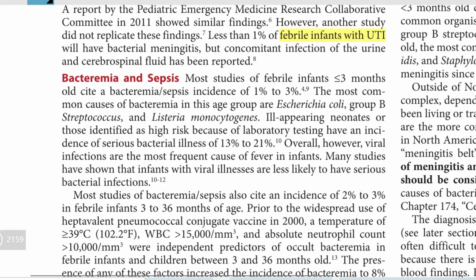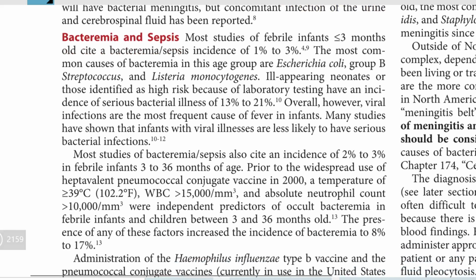The next topic is bacteremia and sepsis. Febrile infants less than or equal to 3 months old have a bacteremia or sepsis incidence of 1 to 3%. The most common causes of bacteremia in this age group are E. coli, Group B strep, and Listeria.